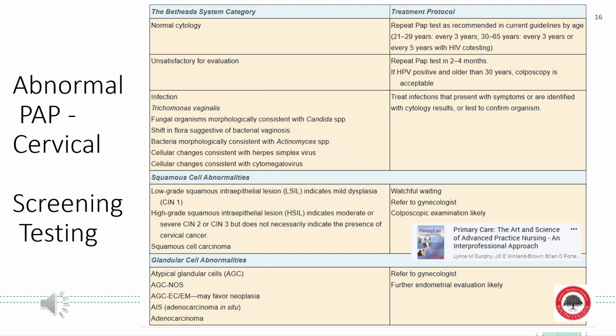Your textbook has a chart of cervical screening results, and you'll receive these type of results back when you get a report. Pay special attention to the squamous cell abnormalities and their intervention recommendations.